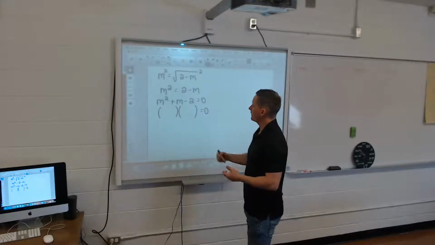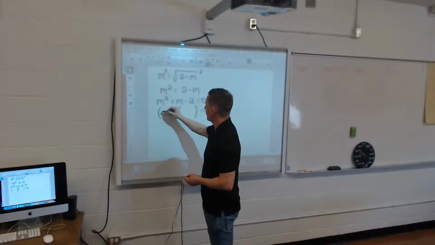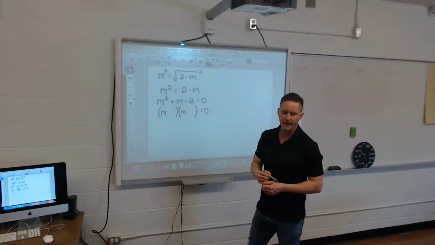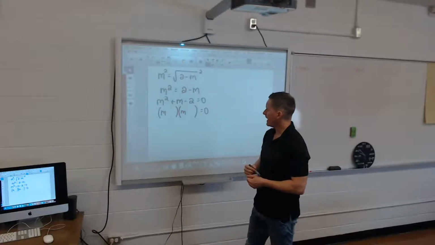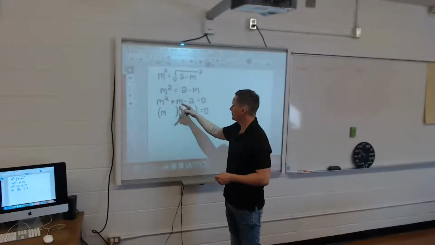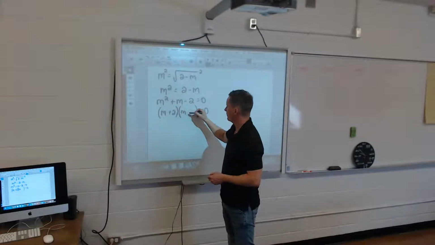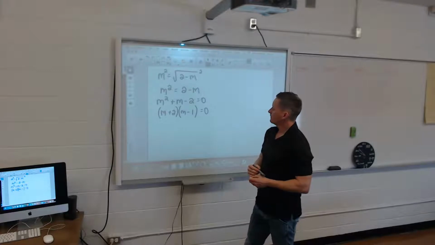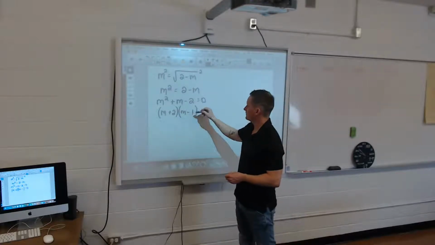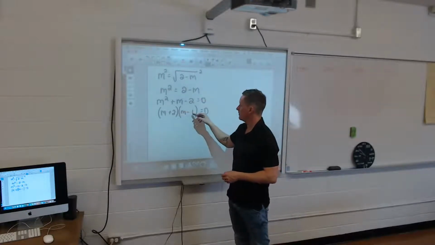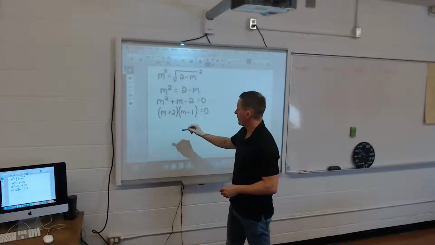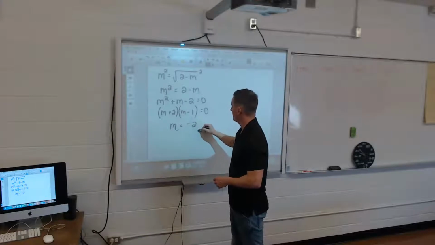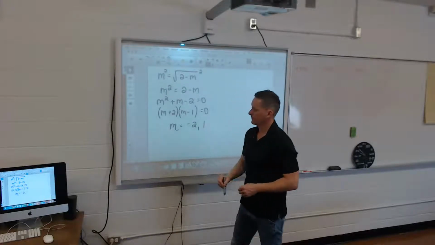All right. So now when I do this, let's have a look here. So I go square root, or sorry, the factors of m squared are m and m. And then the factors of -2 that add to give me that. So that's plus 2, -1. Okay. So plus 2 times -1 is -2. 2 and -1 make 1. So now what are my two values? My m value is -2 and 1.